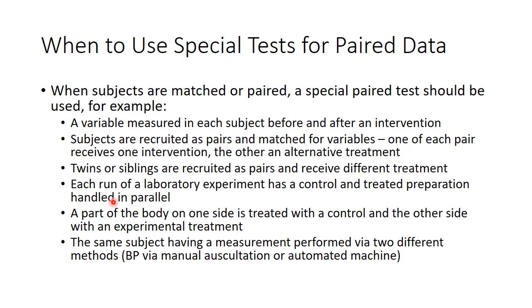And then, say for instance, you're running a laboratory experiment, and you have a control and a treated preparation that are handled in parallel. Or say, for instance, using part of the body on one side treated with a control, and the other side is the experimental treatment. So you have some sort of topical treatment on your left arm versus your right arm. And then if you're looking at the same subject, having measurements performed with two different methods, say looking at differences in blood pressure measurements with manual auscultation versus an automated machine, that'd be another candidate for using a paired t-test.